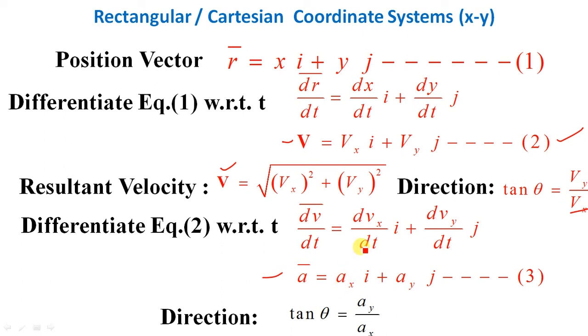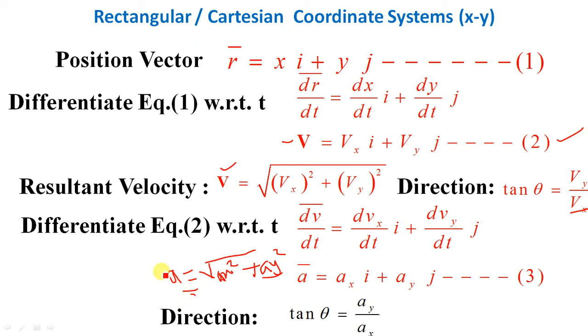So what is acceleration? Change in velocity with respect to time is nothing but the acceleration. So a is equal to axi plus ayj. In order to find out the total a, we have to use the formula that a is equal to under root of ax square plus ay square. So that will give you the total acceleration, that is a.